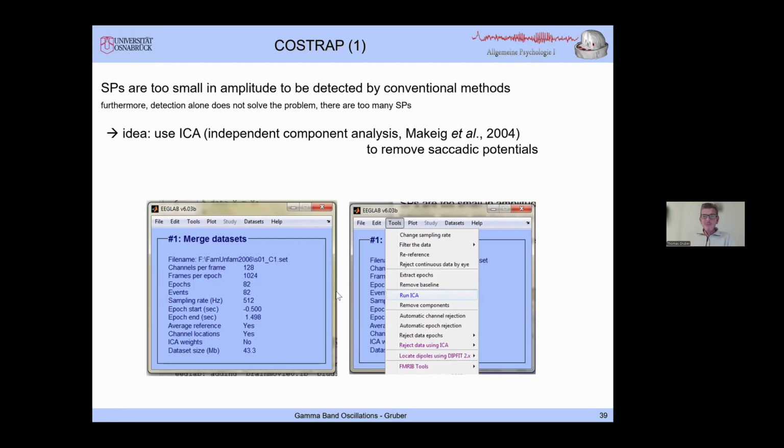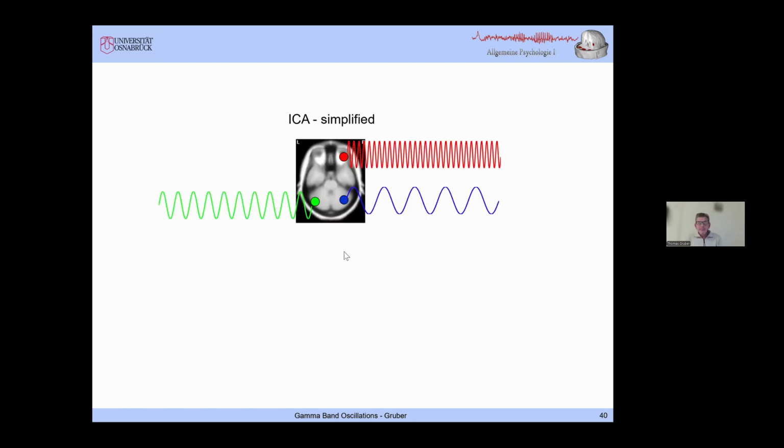So what does ICA do? Imagine you have three sources in your brain. We're now in the brain, not in electrode space at the topography, but in the head, in the tomography. We have one source generating this fast oscillation, this green source, a bit slower the red one, and the blue one very slow. What you measure on the scalp surface, that's what EEG does, is always a combination of all signals in the brain. An electrode at the scalp surface never measures just one area in the brain. It's always the sum of all activity patterns in the brain.